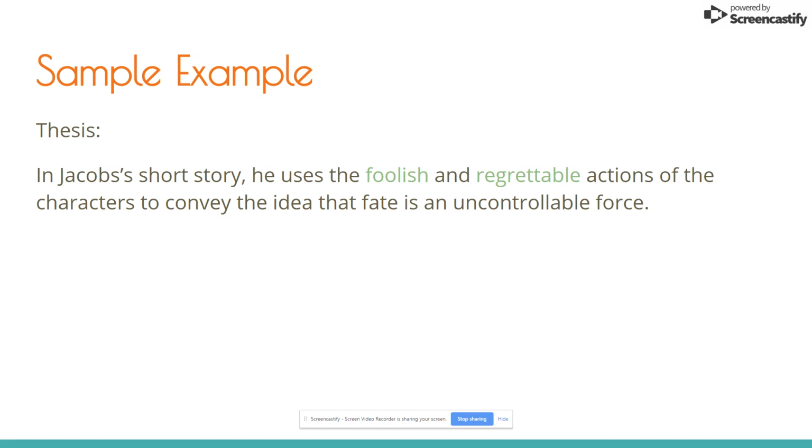So we get the answer to the prompt, right? It asks us what were the actions of the characters and what does it reveal. So we get that the actions are foolish and regrettable, and it reveals the idea that fate is an uncontrollable force. Now, the reason why it doesn't say the consequences of these actions is because that's going to be most of the elaboration that you see in the body paragraph. The thesis statement is not there for evidence or examples or details. It's just there to generally summarize what you are going to talk about.